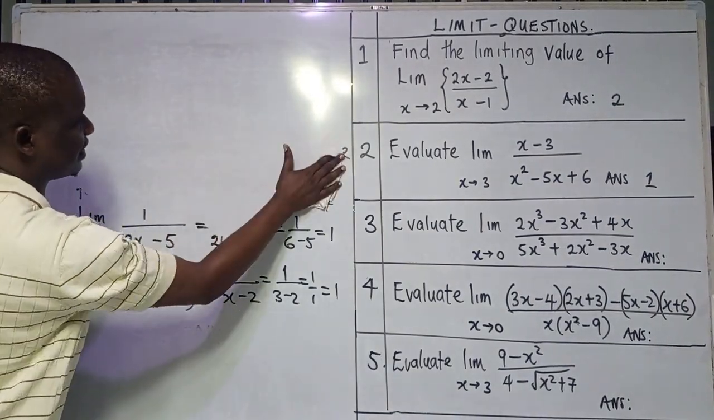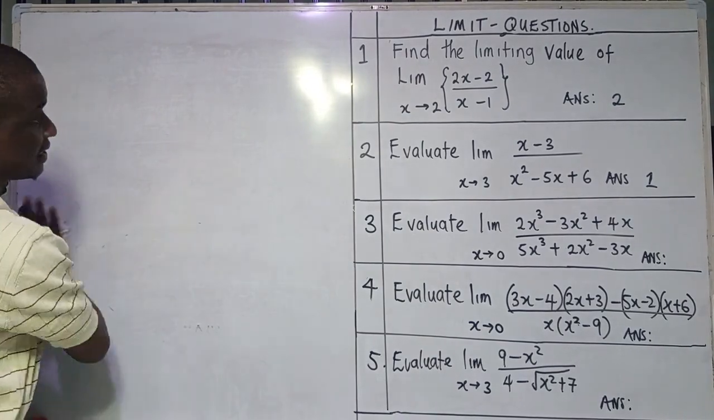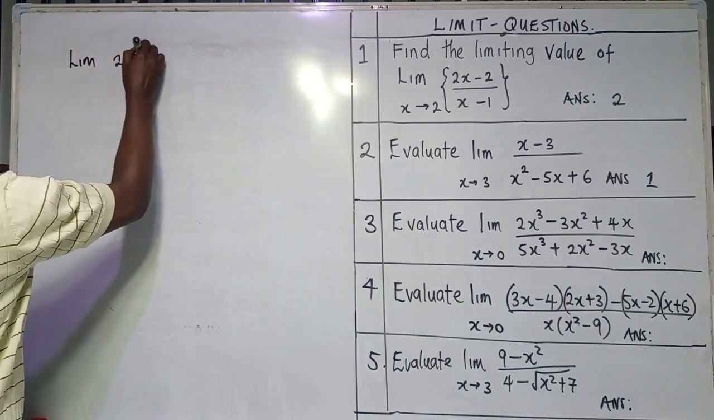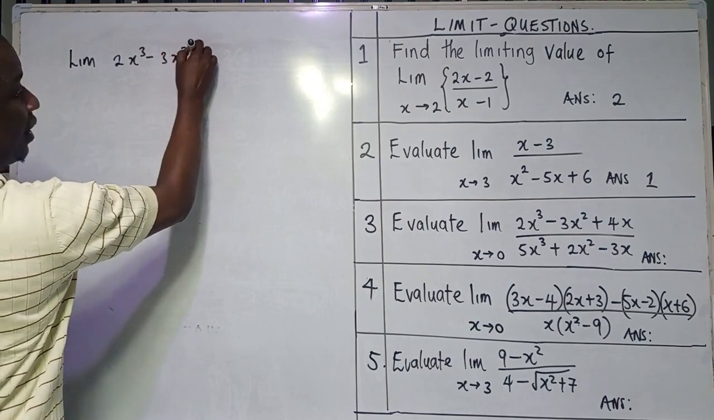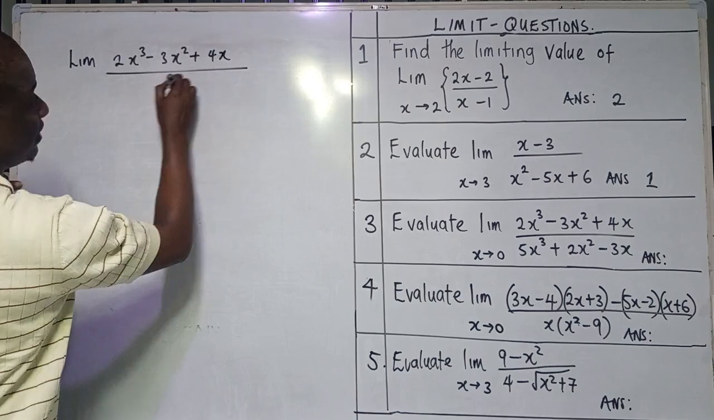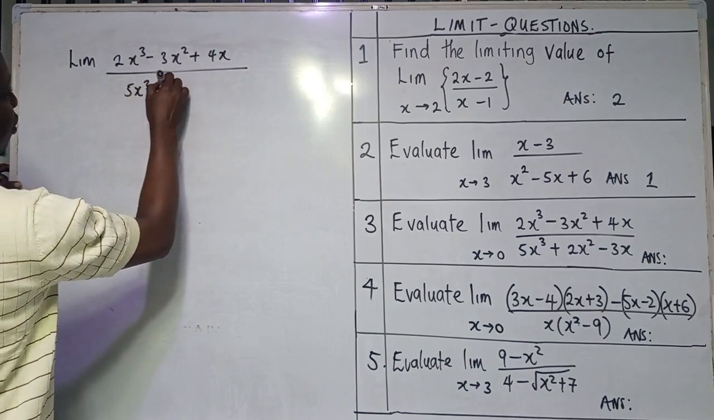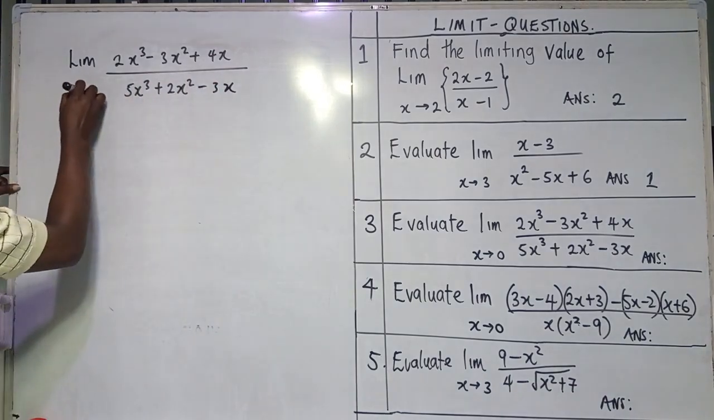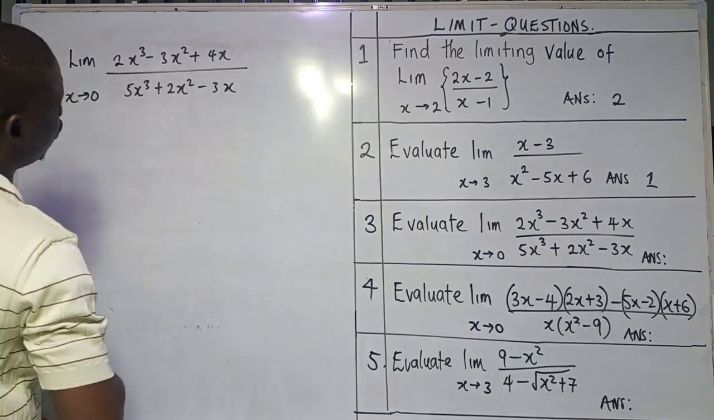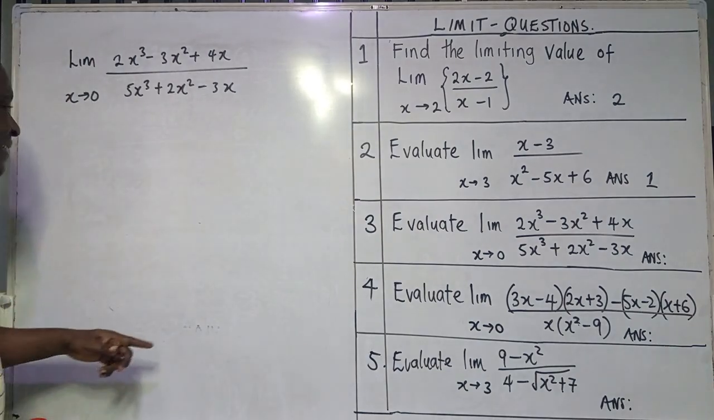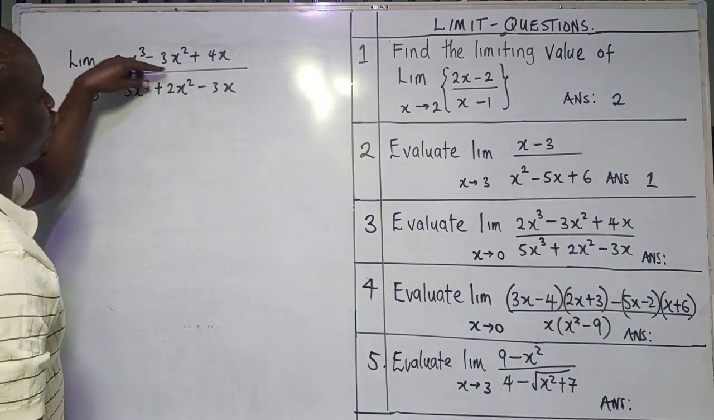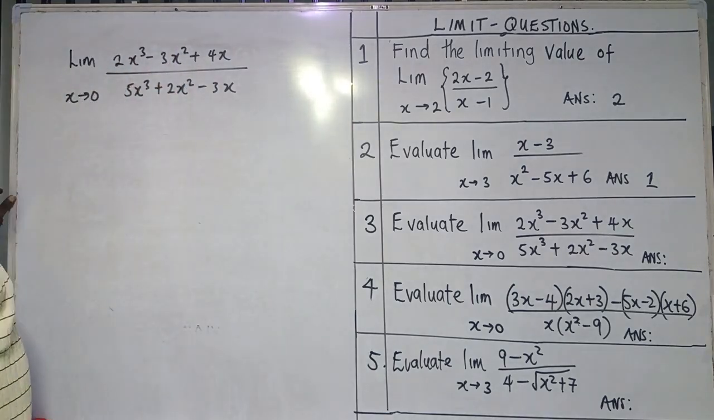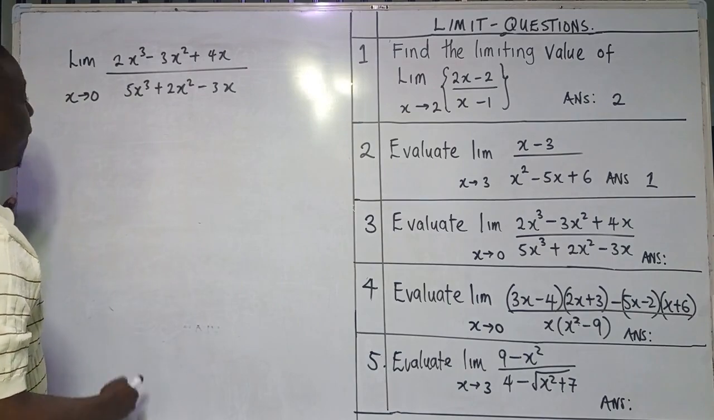Now what is number 3 saying? Number 3 says evaluate the limit of (2s cubed minus 3s squared plus 4s) all divided by (5s cubed plus 2s squared minus 3s) as s tends to 0. Now, I told you the first thing to do is to substitute. In this case, you don't substitute, because we have to reduce the functions to the simplest form.